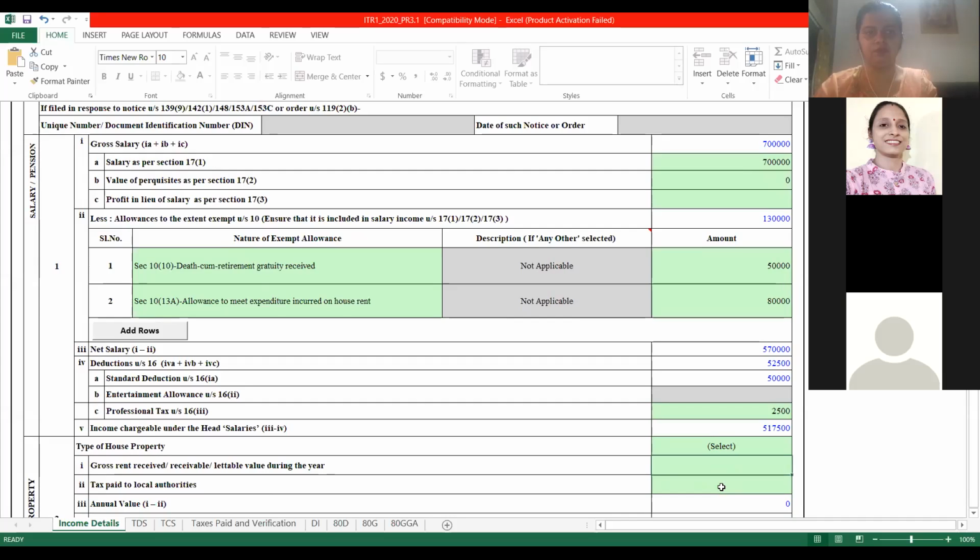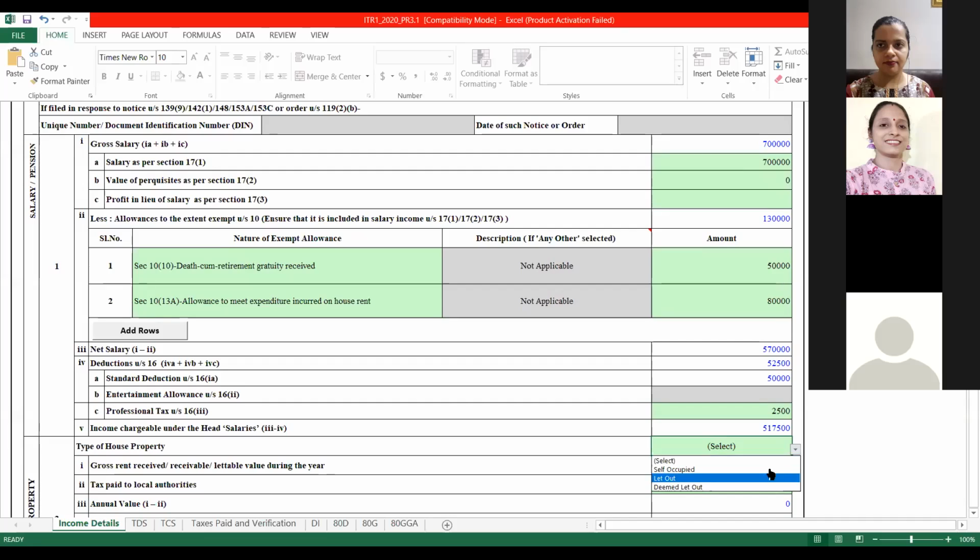That means you have a house property and you have given that house on rent to someone. So we will first see the first category, which is self-occupied. Here, since it is self-occupied, I'm not earning any income out of it. I am myself staying in that.